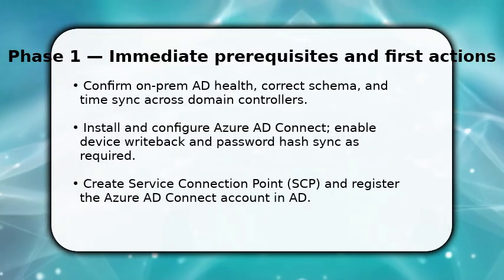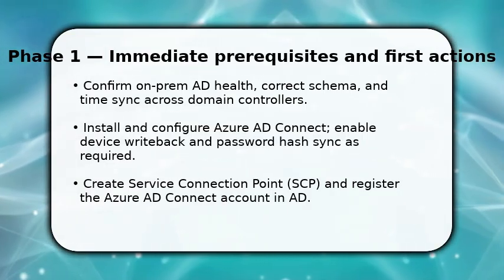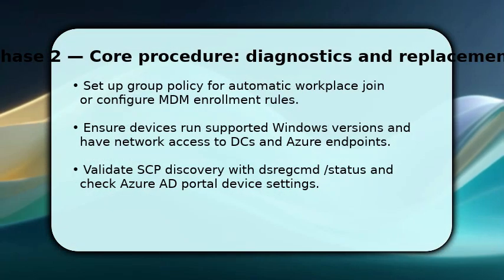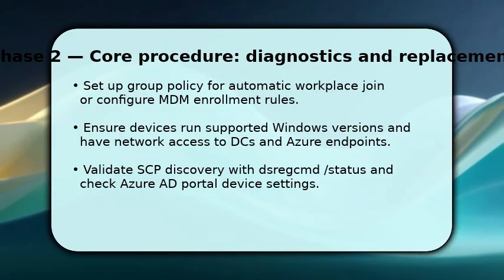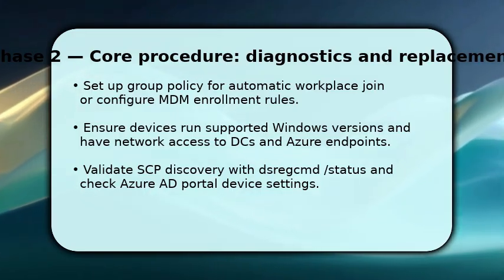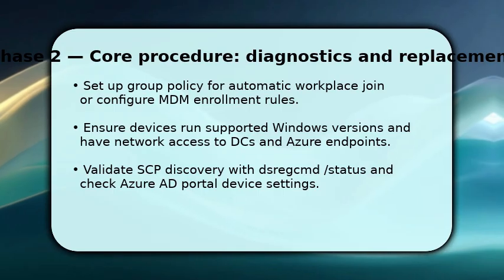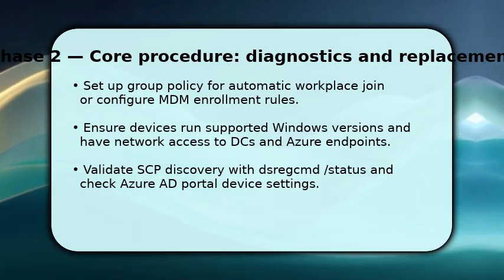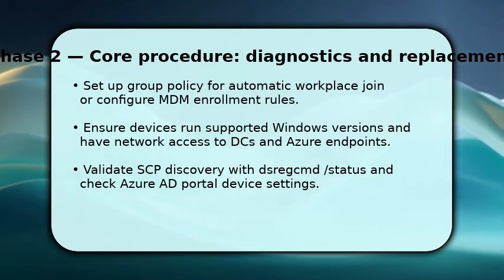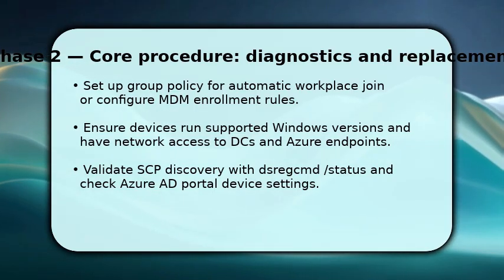You now configure device registration and enrollment. Create and link a group policy that enables automatic workplace join for Windows 10/11 devices, or configure your MDM enrollment scope to accept hybrid joined devices. At the same time, confirm devices can reach domain controllers and required Azure endpoints. Network blockers will silently fail the process.